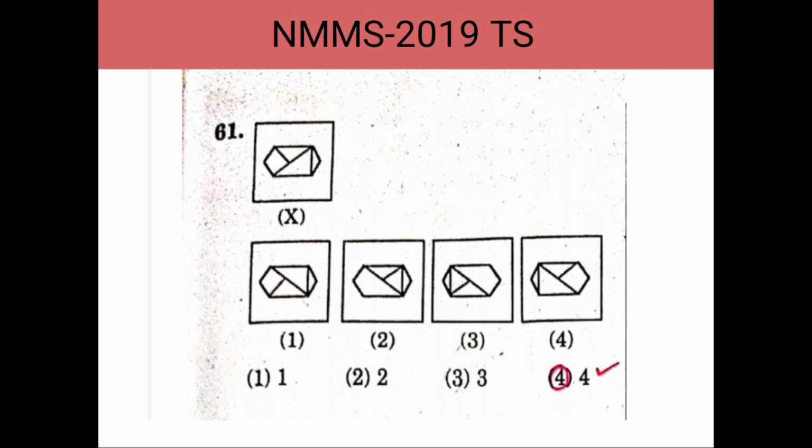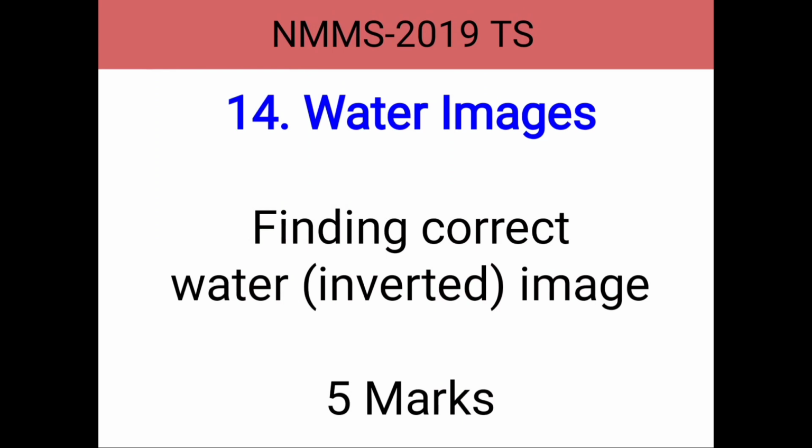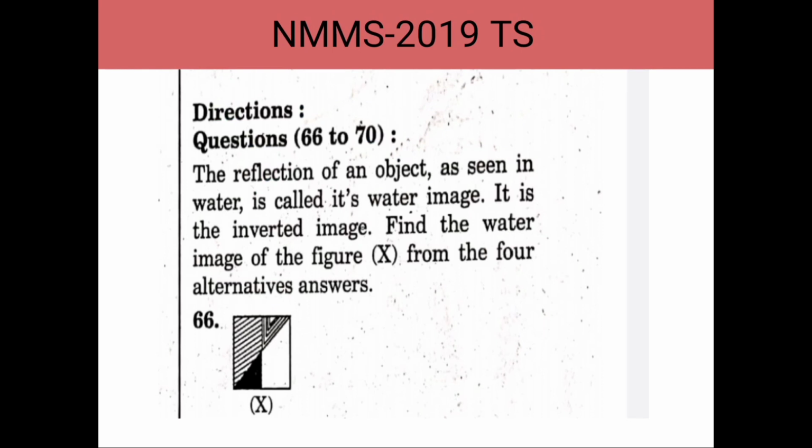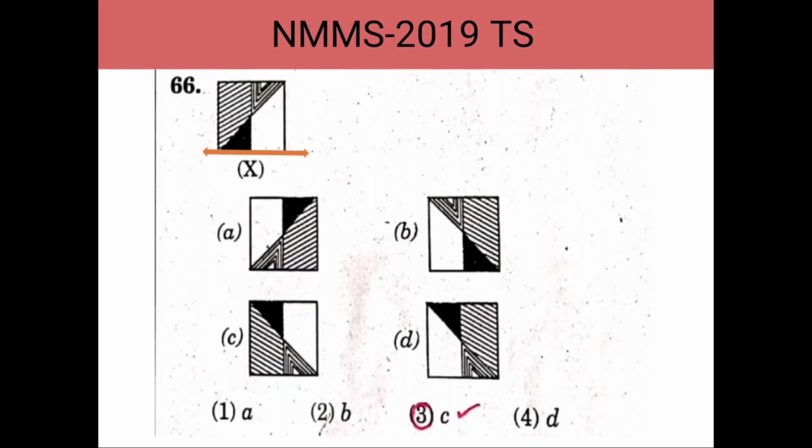Next, 14th one, water images. Finding the correct water images. Water images are also known as inverted images. This model carries you 5 marks. Look at the model question. In question number 66, X is the question figure, A, B, C, D are the answer figures. The reflection at the base of the water is shown by the brown arrow, that is below the figure. Then the answer is 3.